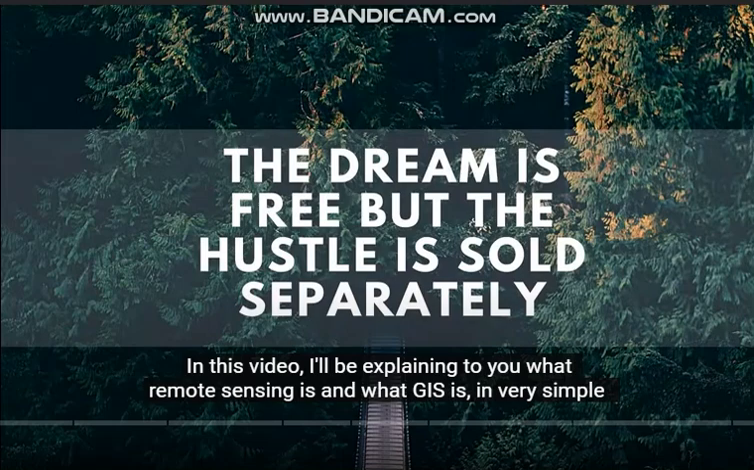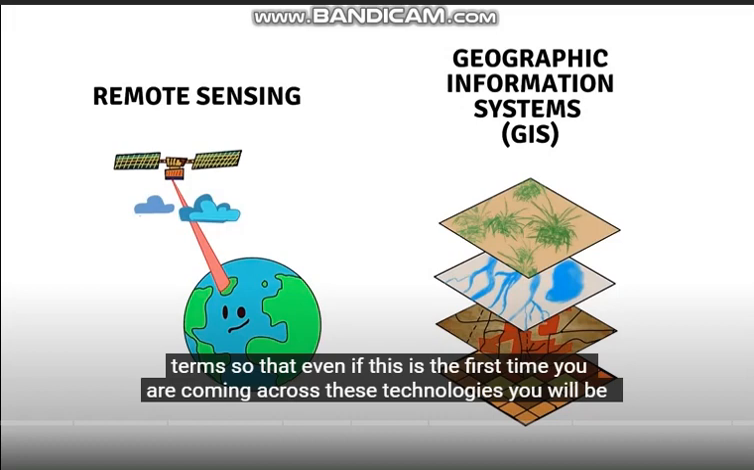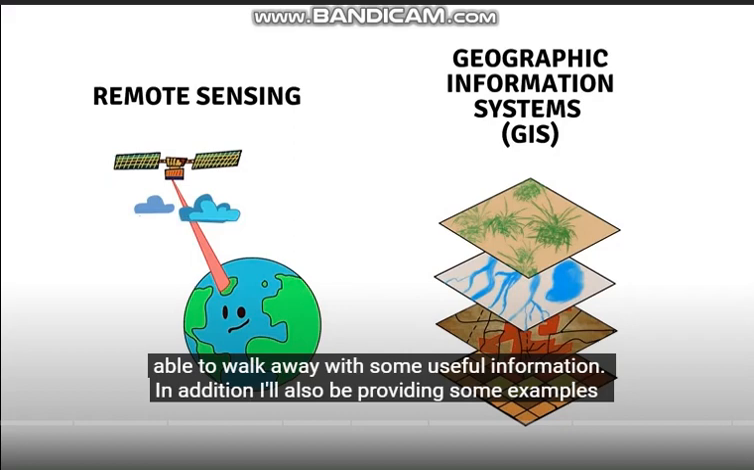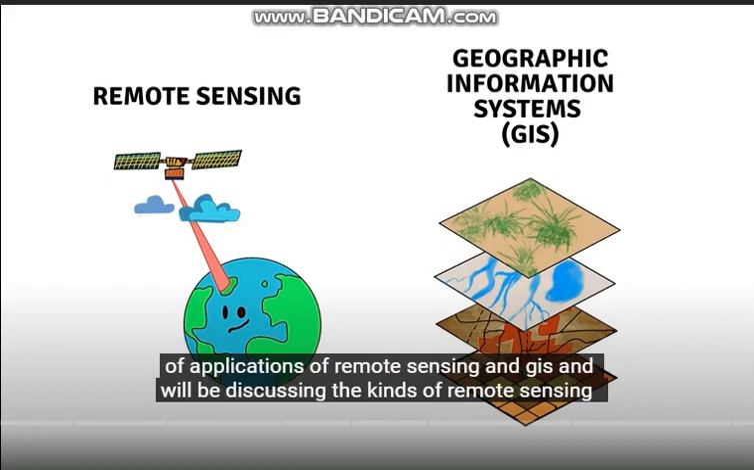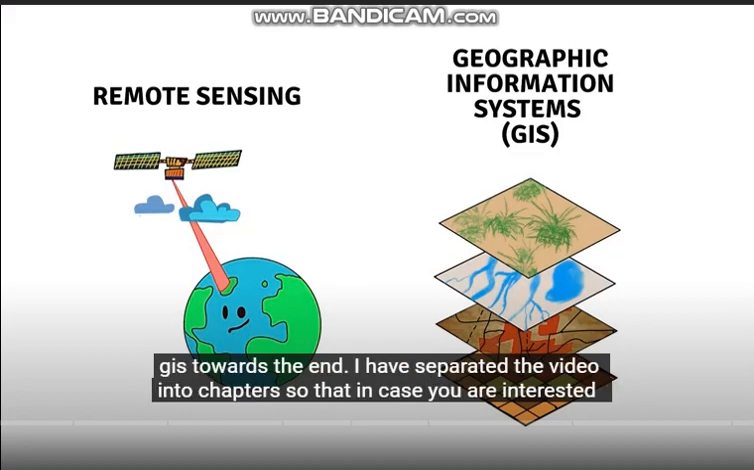In this video, I'll be explaining to you what remote sensing is and what GIS is in very simple terms, so that even if this is the first time you are coming across these technologies, you will be able to walk away with some useful information. In addition, I'll also be providing some examples of applications of remote sensing and GIS, and we'll be discussing the kinds of remote sensing technologies we currently have. We will also be touching base on some of the key terms associated with GIS towards the end.